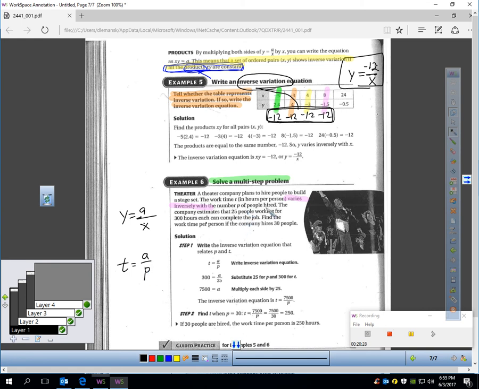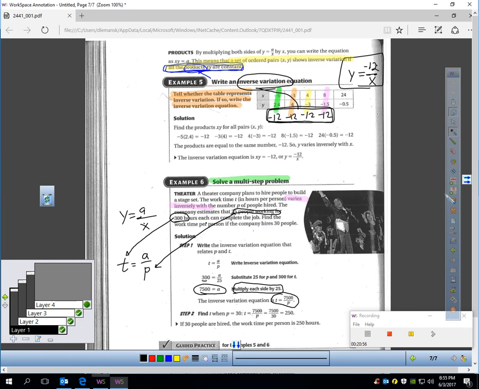They tell me that the company estimates 25 people, so that would be p, working for 300 hours, that would be t. So you notice they put 300 in for t and 25 for p. And now we can figure out what a is. If I quickly multiply each side by 25, I'll find out a is 7,500. So there's my equation. t equals 7,500 over p.